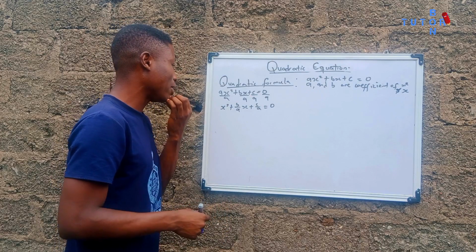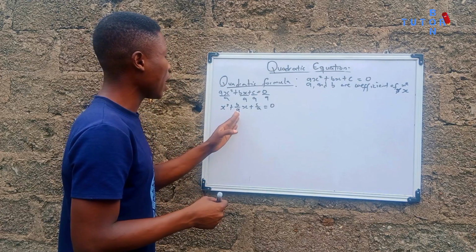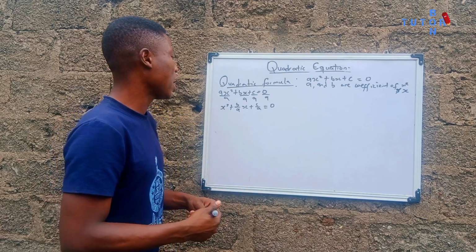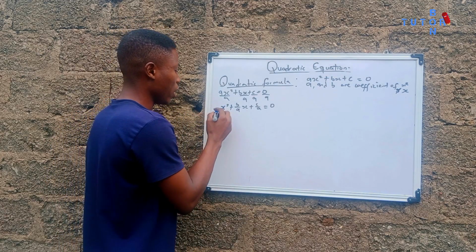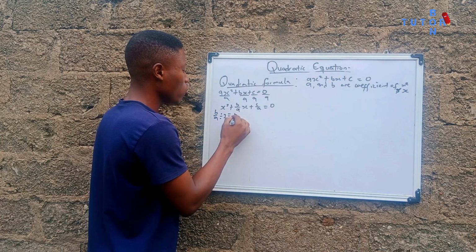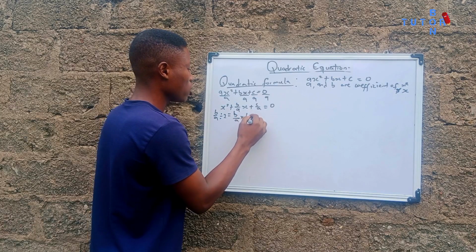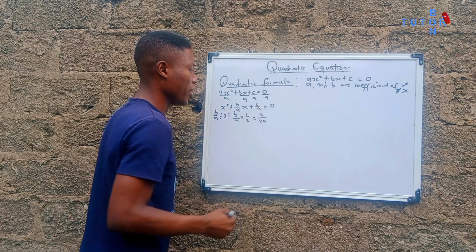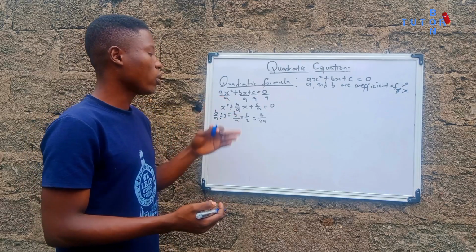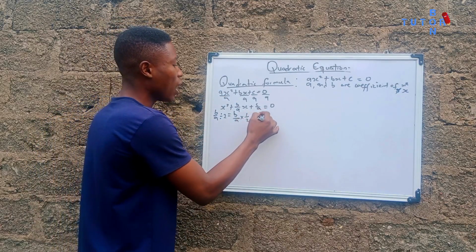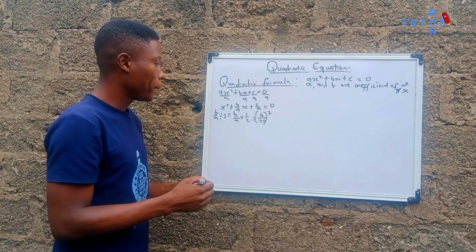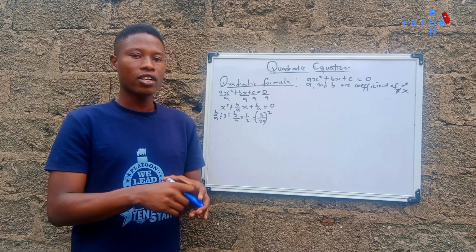And the next step now is for you to find the half of b over a, which is the coefficient of x. You have b over a divided by 2, which will give you b over a multiplied by 1 over 2, that is b over 2a. So you have to square it now. If you are squaring it, you have b over 2a, everything in brackets, squared.